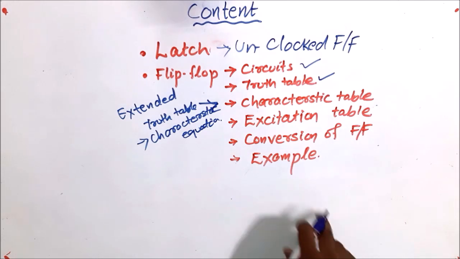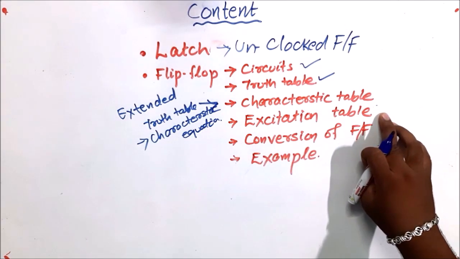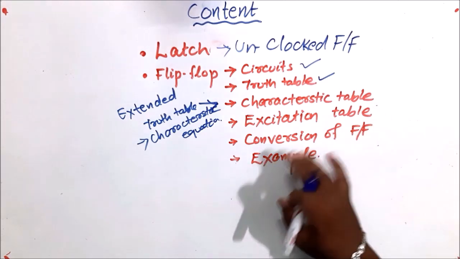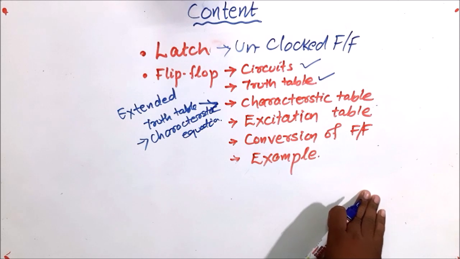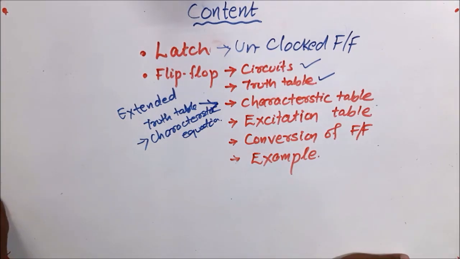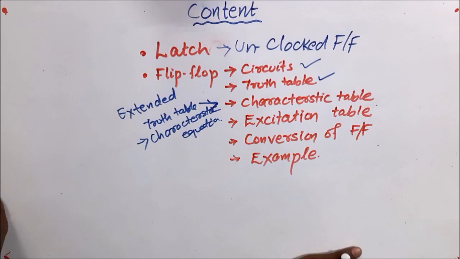Then after that we study the excitation table. It's a new concept. The excitation table is useful to convert one flip-flop to another flip-flop. The excitation table means, for a particular set of output, if you need to get this output, what combination of input do you need? That means the left side will have the output and the right side the input.